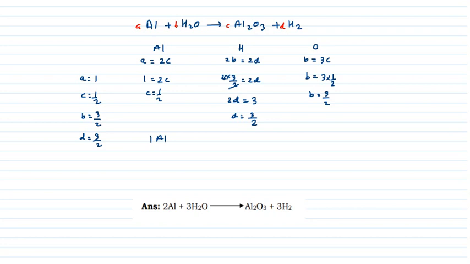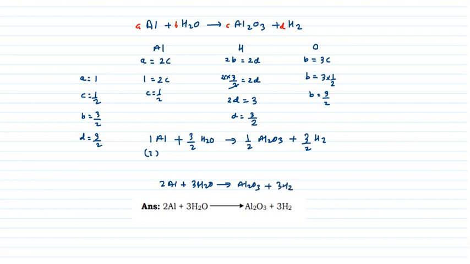1 Al plus B. B is your 3 upon 2. 3 upon 2 H2O gives you C. C is your 1 upon 2 Al2O3 plus D is your 3 upon 2. 3 upon 2 H2. Okay, if you see, the LCM is 2, so you just require 2 here. So nothing else. So you can write 2Al plus 3H2O gives you Al2O3 plus 3H2. That's it.